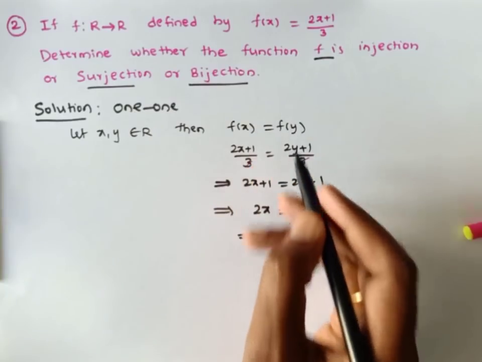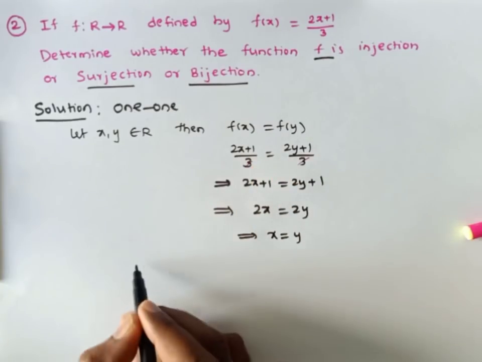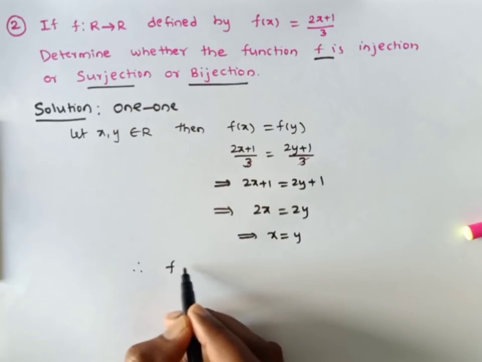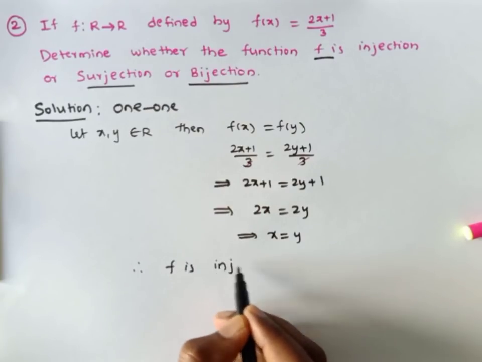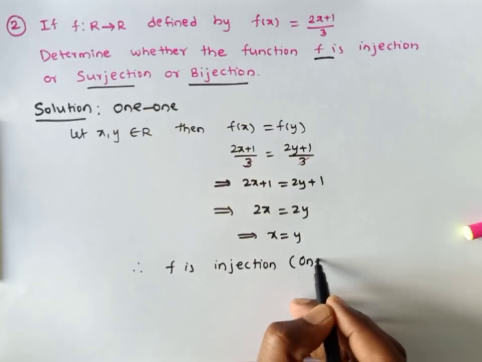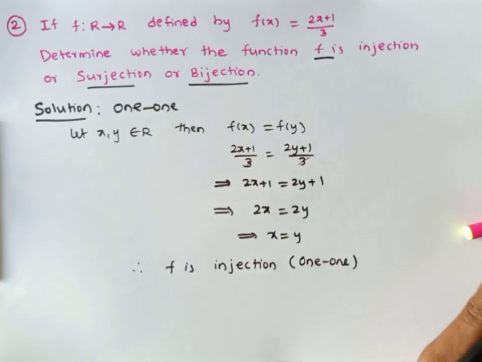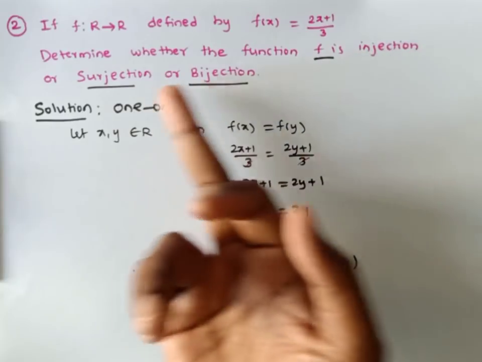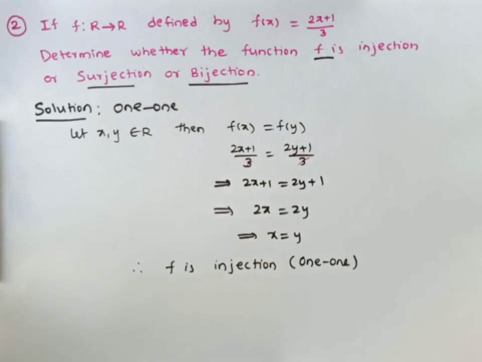So if the images are same, therefore the elements are also same. Then we say that f is injection or one-one. Let's see whether it is onto or not. If we check the surjection condition, then directly we can conclude whether it is bijection or not. If it fails to satisfy any one of injection or surjection, therefore it is not a bijection. If it satisfies both injection and surjection, then only it is bijective.